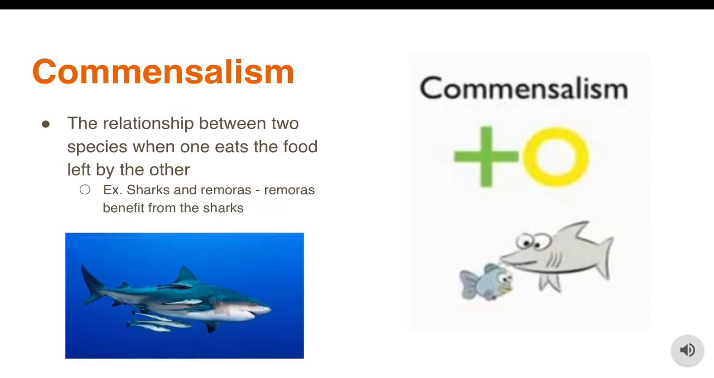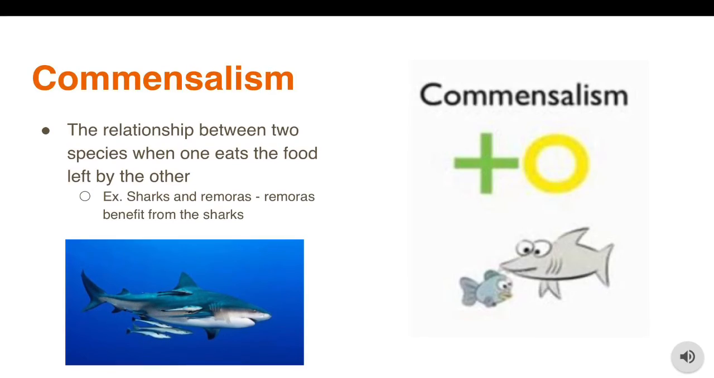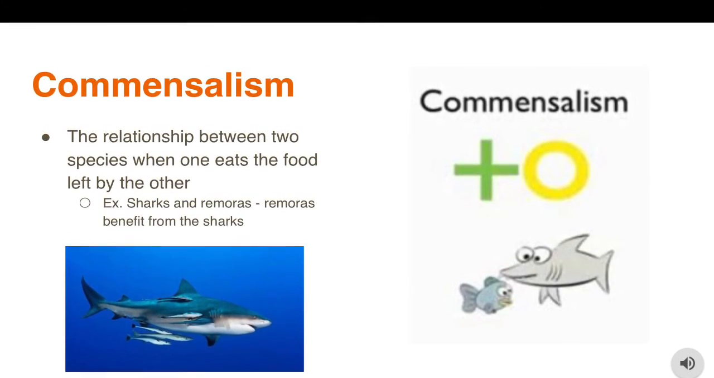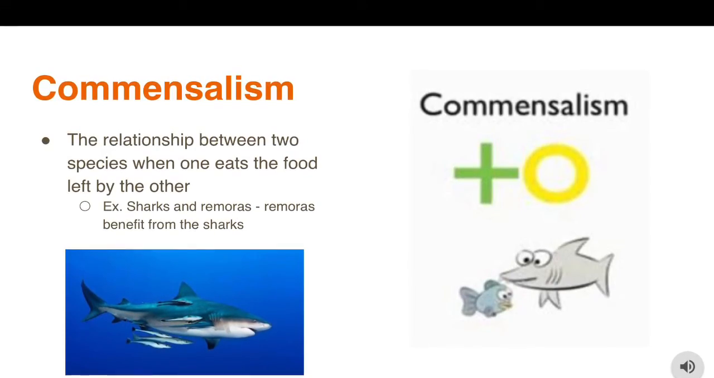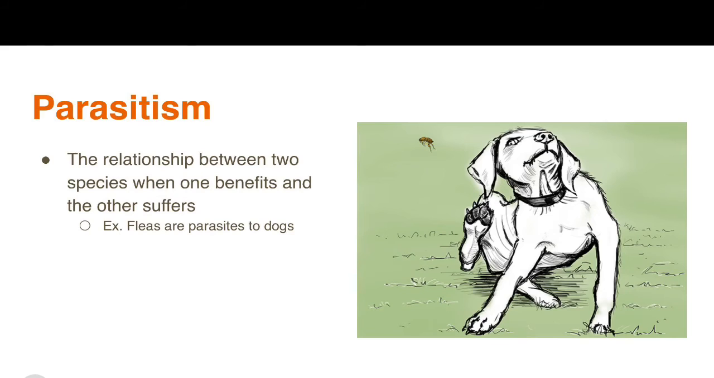Commensalism, the relationship between two species when one eats the food left by the other. For example, sharks and remoras. Remoras benefit from the sharks. Parasitism, the relationship between two species when one benefits and the other suffers. For example, fleas are parasites to dogs.